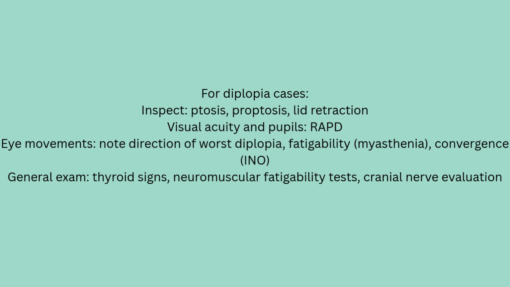So in one eye, they'll be unable to adduct, and the other eye will be showing nystagmus, but the convergence would be fine. So even though the patient is unable to adduct his eye, the convergence will remain intact in case of internuclear ophthalmoplegia. So the diplopia exam includes thyroid signs, fatigability test and cranial nerve evaluation.